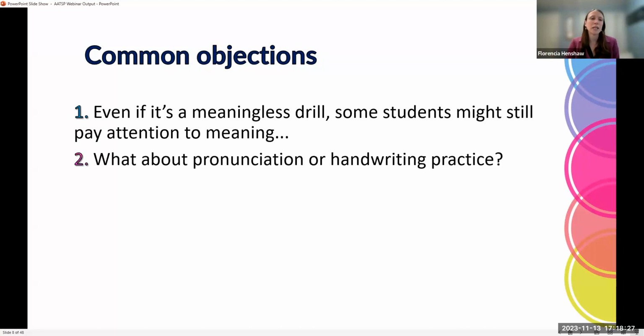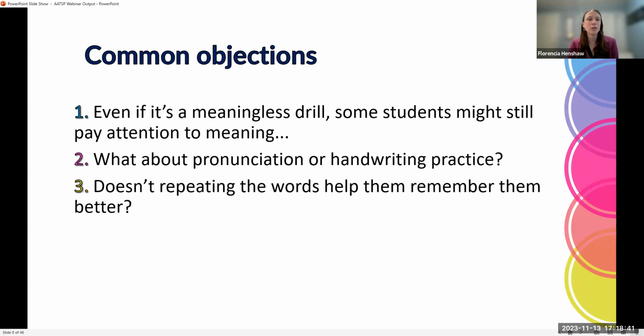The second objection that I get is, well, what about pronunciation practice, right? Well, you were doing reading out loud or repeat after me for pronunciation practice. In the case of certain languages, for handwriting practice. So if they need to learn a new alphabet, then yes, they need handwriting practice. And then the third objection, I'll tell you my responses in just a minute. The third objection is, well, but doesn't repeating the words help them remember them better? And here are my answers to each of these objections.